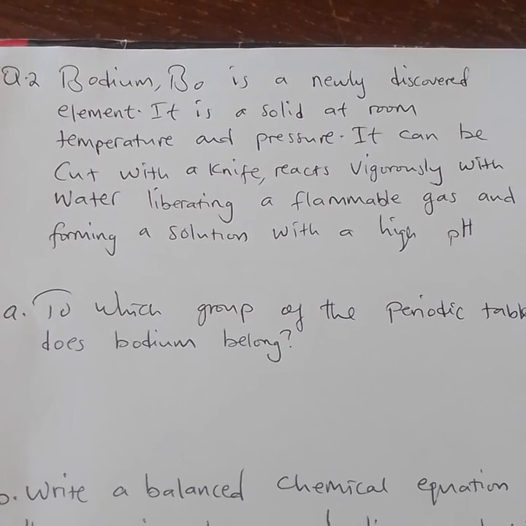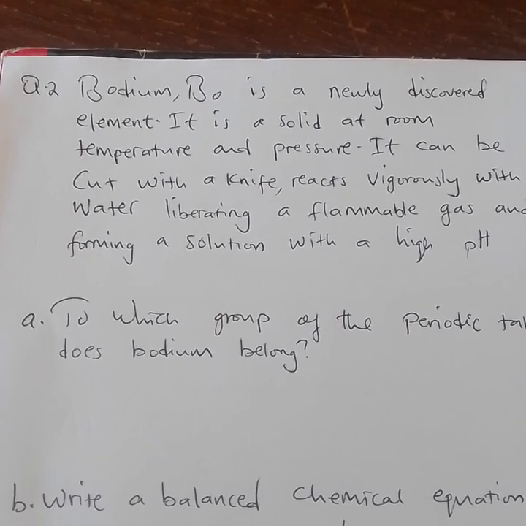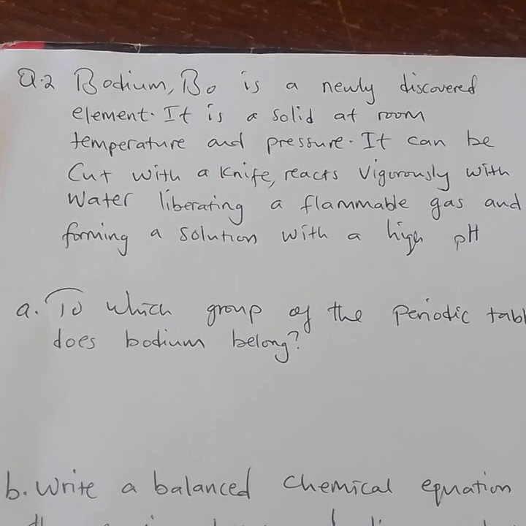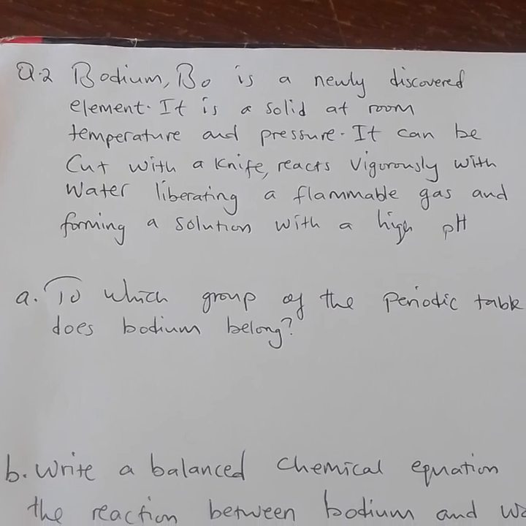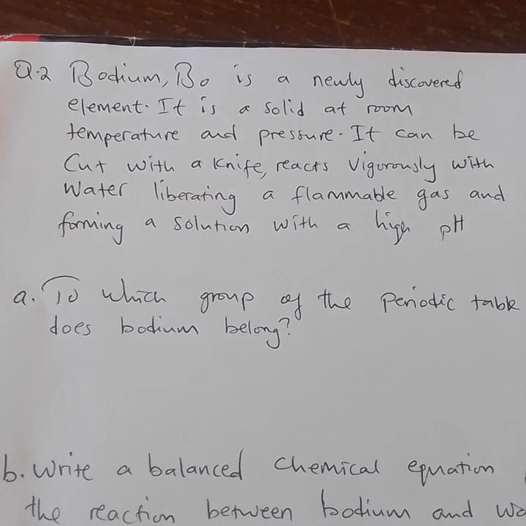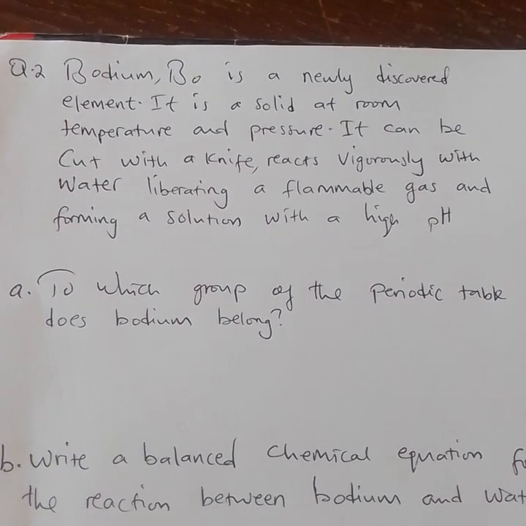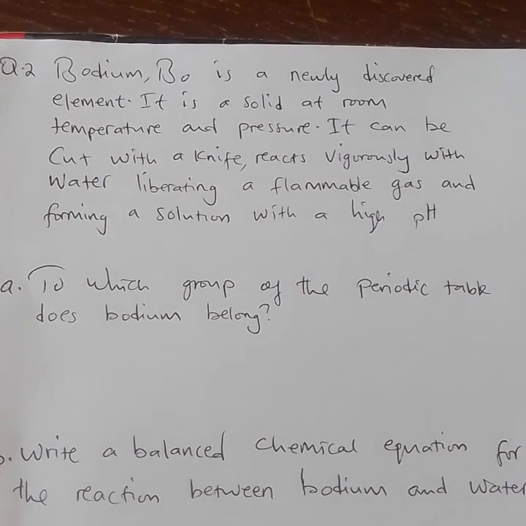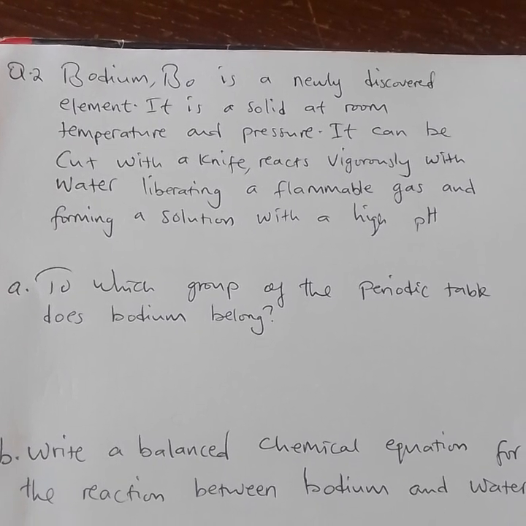Here you notice that it is a solid. If you look at your periodic table, it is a solid. It reacts vigorously with water. So you need to start thinking which elements on the periodic table react vigorously with water. And they are saying it forms a solution with high pH. A solution with high pH means it is basic in nature. A base carries OH. Something that has OH in it, we know that's a base.